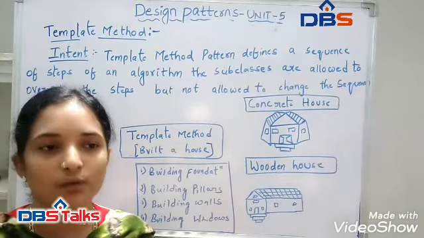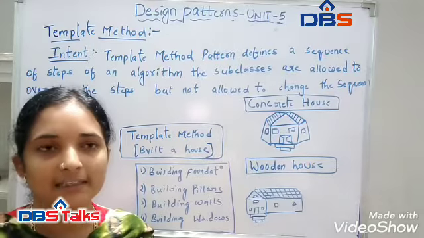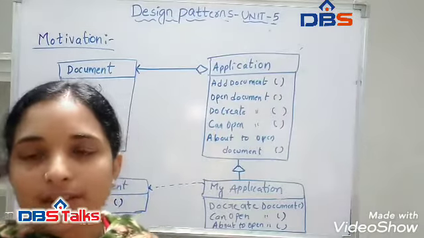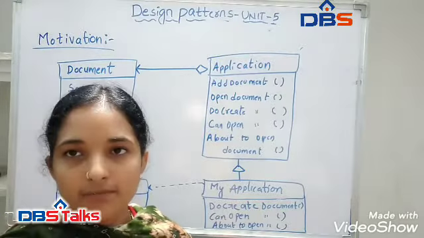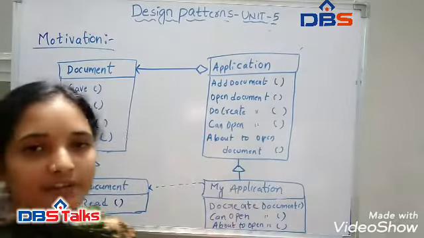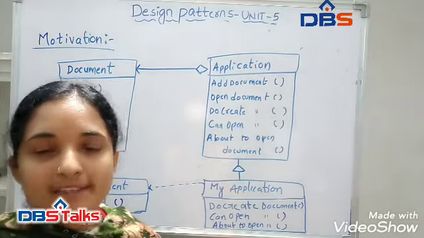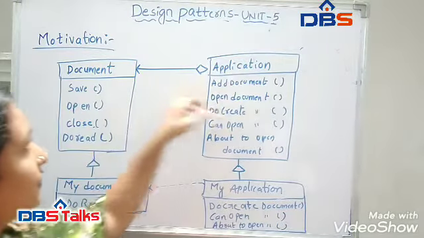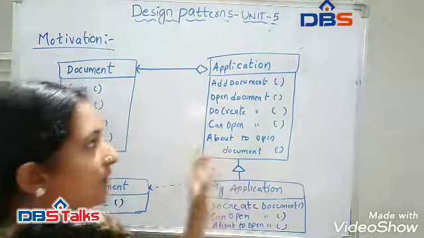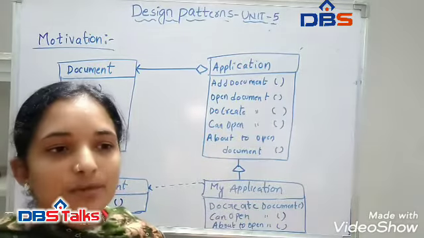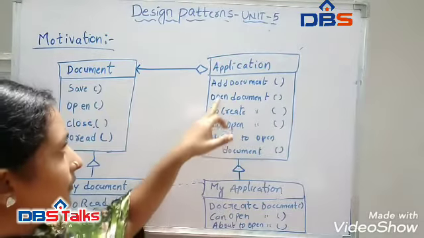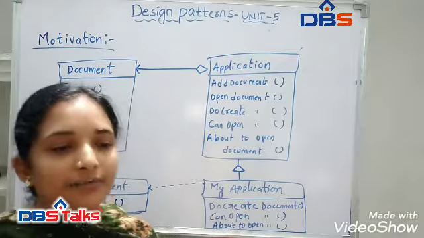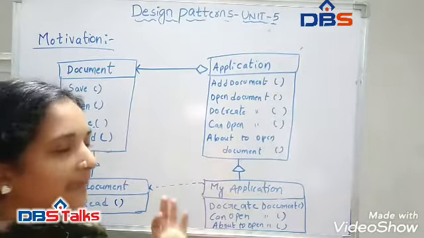The next classification is motivation. In this motivation I have a small diagram, which is called an application framework. This application framework provides the application and document classes. The application class is responsible for opening, adding, and so on. These are the different things that occur in this application.